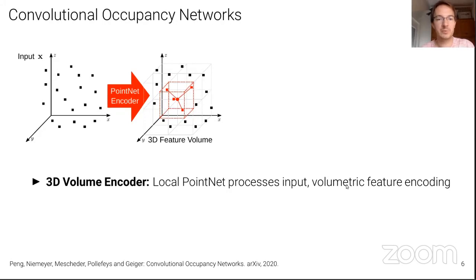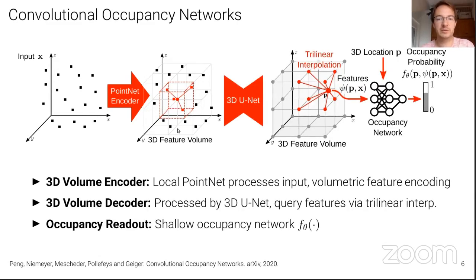We can also use a volumetric representation. Instead of projecting onto feature planes, we can just project into volumetric space. So we have a local PointNet that aggregates information now within this red box here. And then we have a 3D UNet that operates on this coarse 3D representation and gives us features in that coarse 3D representation. And then we have a readout in the form of an occupancy network that now queries the adjacent voxels using trilinear interpolation in order to obtain features for a particular location, and then combines this with the 3D location in order to derive, using this fully connected network, an occupancy probability.